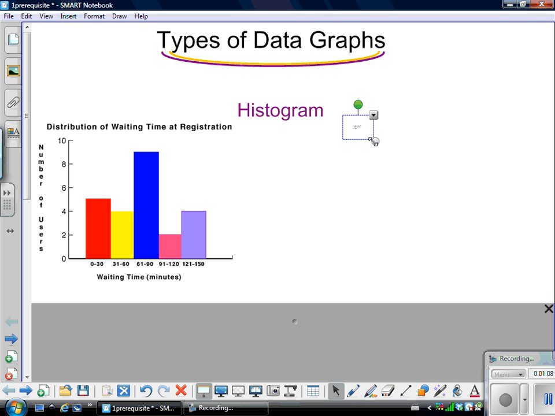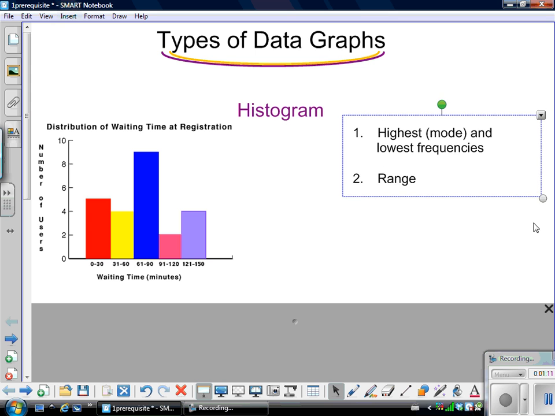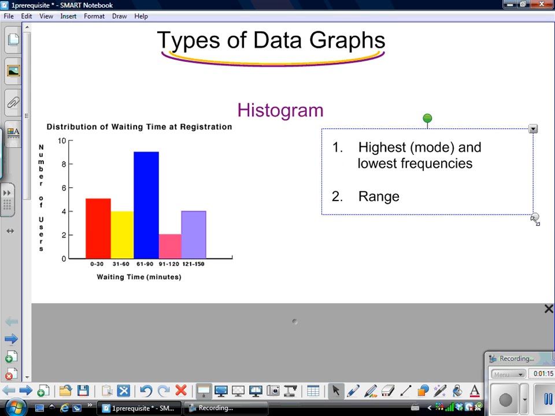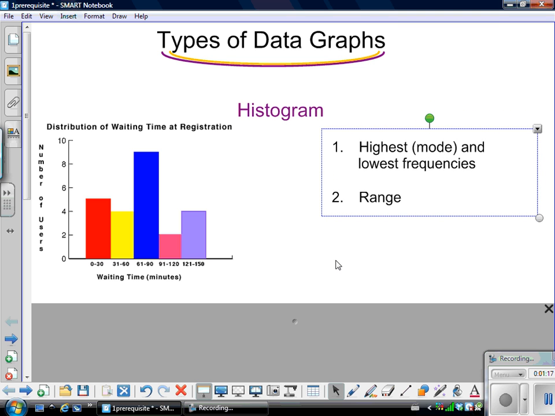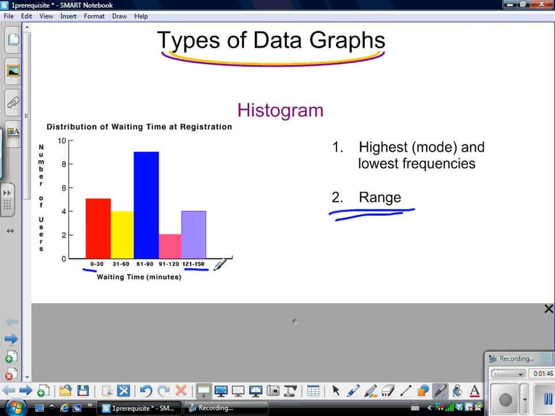Now, when we're looking at something like this, one of the things that it's really good for is it very quickly and easily tells us what we call the highest, or the mode, and the lowest frequencies. Very quickly, I can see that this blue is the highest. So most people spend between 61 and 90 minutes in waiting. Okay, another thing that it's really good for is range, so from the lowest to the highest.